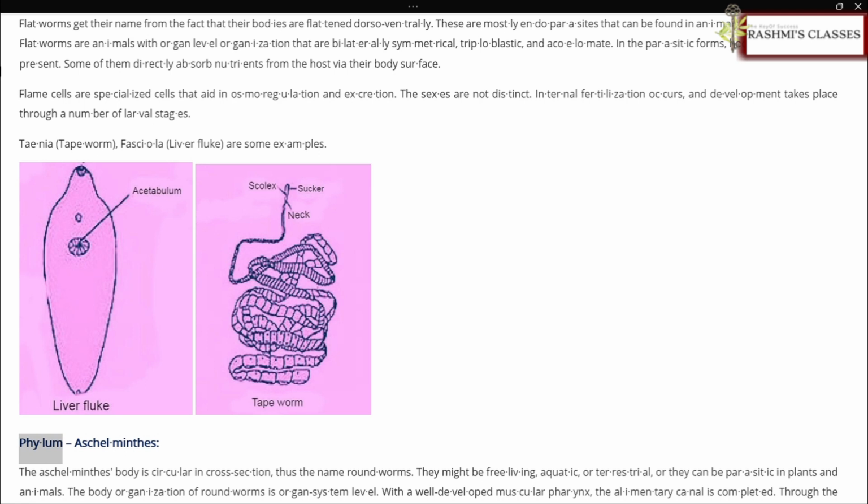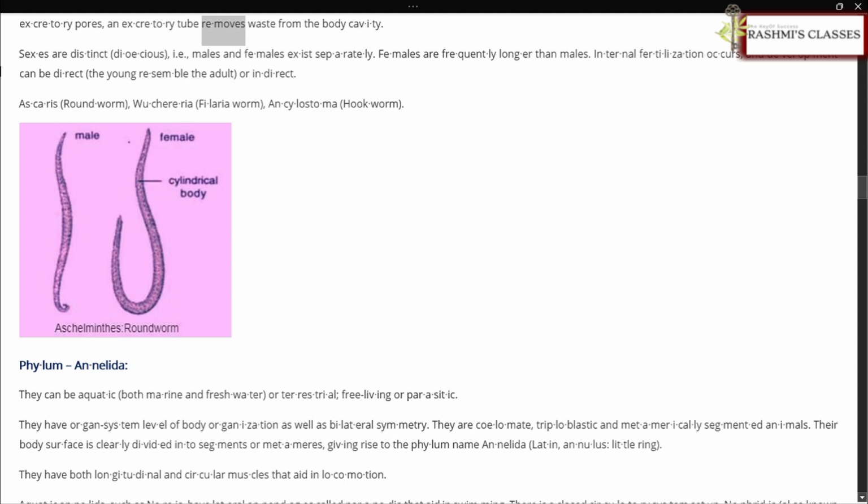Phylum Aschelminthes. The Aschelminthes body is circular in cross-section, thus the name roundworms. They might be free-living, aquatic, or terrestrial, or they can be parasitic in plants and animals. The body organization of roundworms is organ system level. With a well-developed muscular pharynx, the alimentary canal is complete. Through the excretory pores, an excretory tube removes waste from the body cavity.